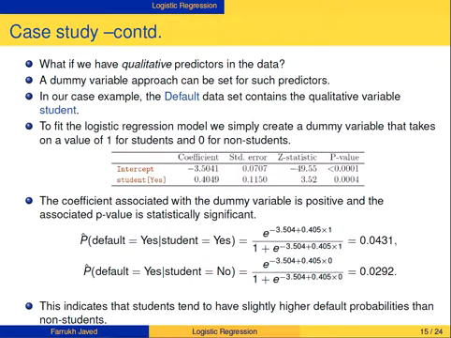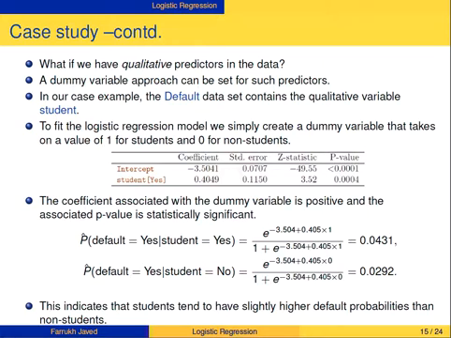We move on, and then we specify more. What if we have qualitative predictors in the data? For example, a dummy variable approach can be used for such predictors. And in our case, the default data set contains the qualitative variable student, for instance. Now, to fit the logistic regression model, we simply create a dummy variable that takes on a value 1 for students and 0 for non-students. So now we further specify our model with a qualitative predictor.